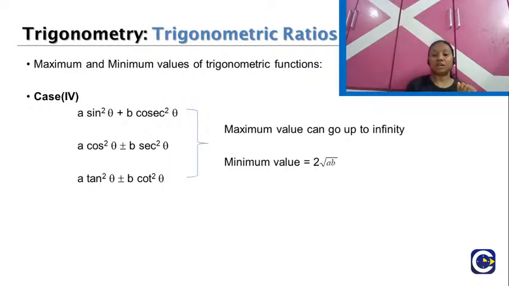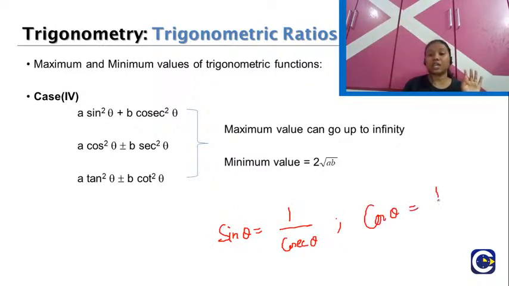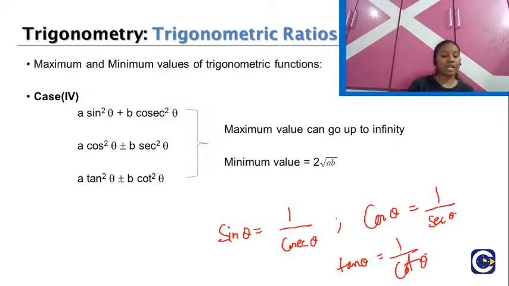That means our sin theta can be written as 1 by cosecant theta, isn't it? And similarly, our cos theta can be written as 1 by secant theta and our tan theta can be written as 1 by cot theta. So here in our fourth case, we are having relation for these corresponding functions. That means squares of these corresponding functions.